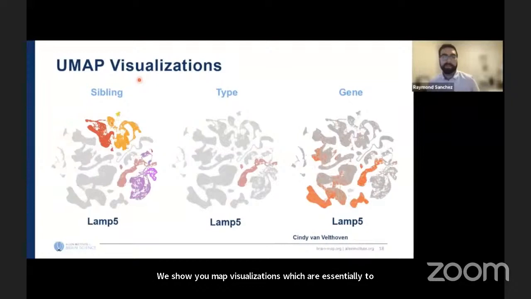By default, we show a given cell type and its location in the neighborhood of cell types, shown here in the UMAP plot. But you can also display the cell type in relationship to its neighbors, to its sibling types. And you can also choose to highlight the expression of individual genes in all the cell types in the taxonomy shown here.